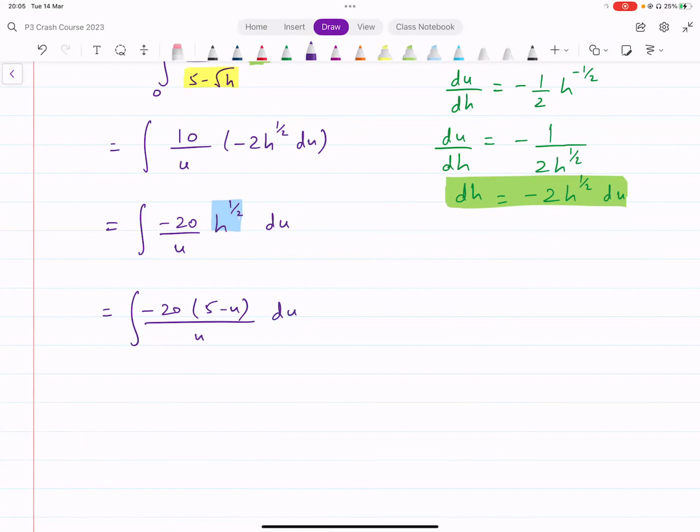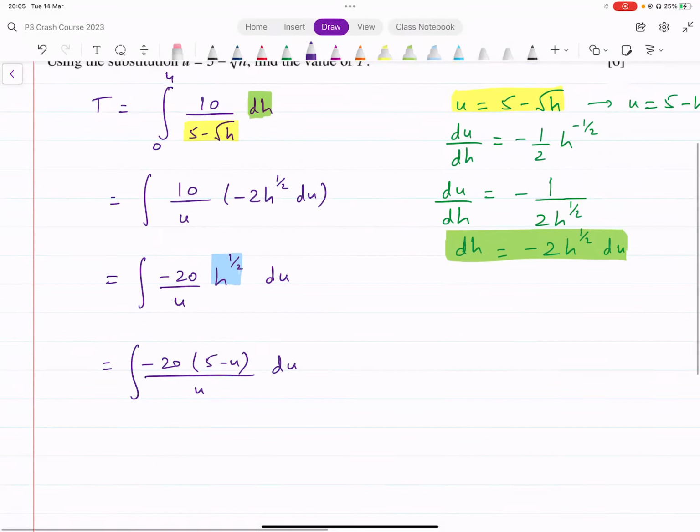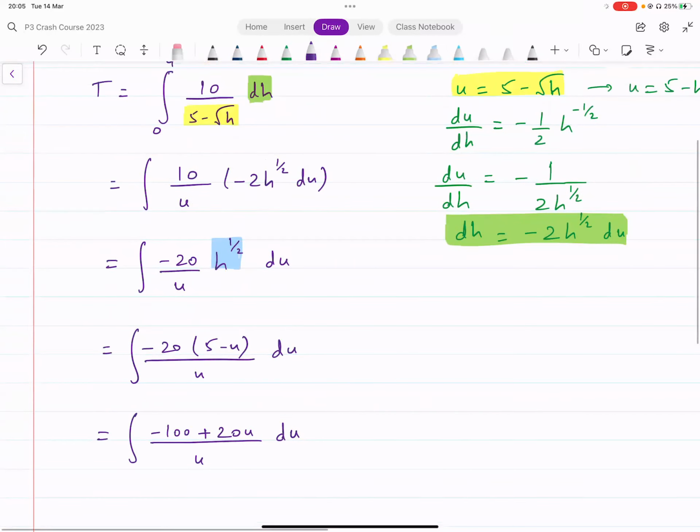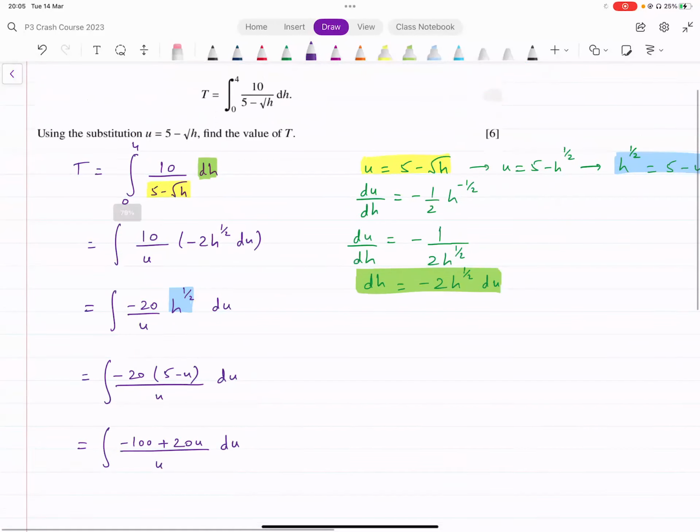We could think about how to integrate this now, but let's think about the limits as well. Okay, so first let's actually simplify this so that we make it relatively simpler to understand. Minus 20 into 5 is going to give us minus 100. Minus u into minus 20, that's going to give us plus 20u divided by u. This is what we want to integrate now. All right. We'll come to this in a moment, but let's talk about limits as well now.